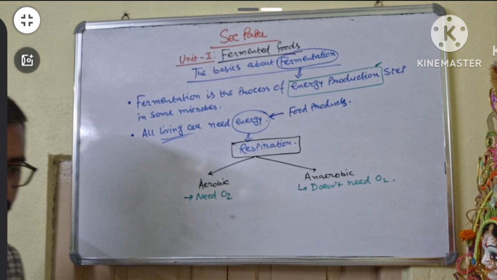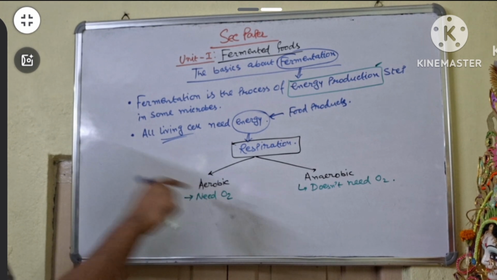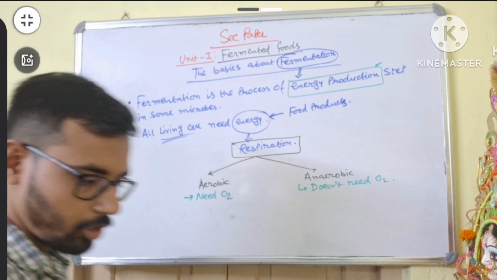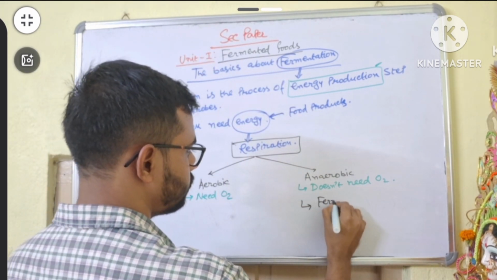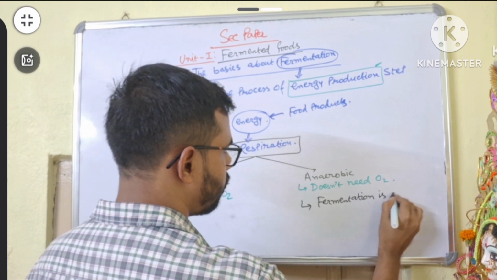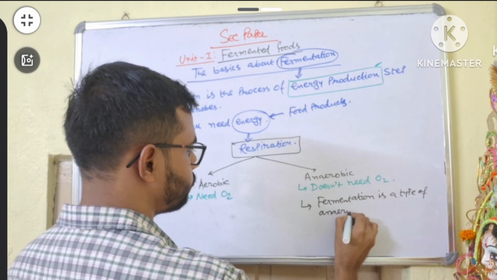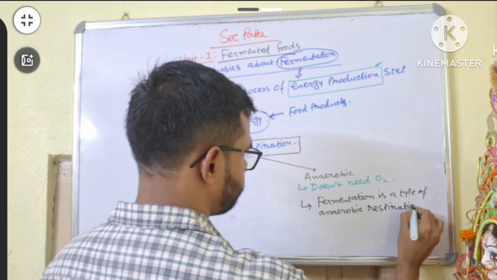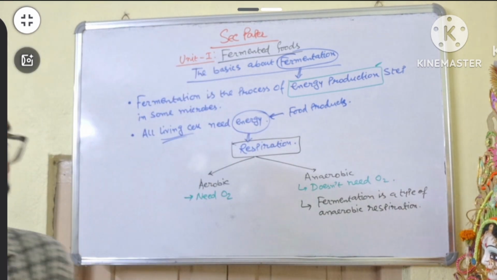So is fermentation categorized into aerobic or anaerobic energy production mechanism? It is categorized in the anaerobic mechanism. Fermentation is a type of anaerobic respiration. Is it clear to all?